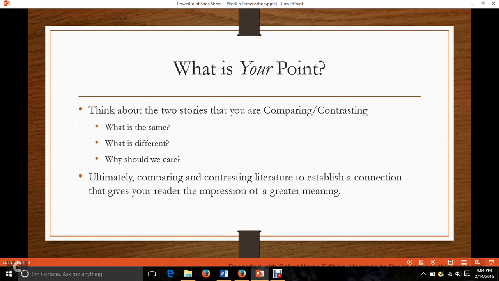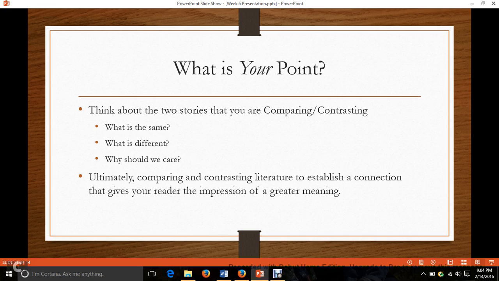So thinking about that, what is your point? We know the reason why we create compare and contrast papers. We know the ins and outs of what they look like. We know how to create a thesis statement for them. We know how to create an outline for them and how they're going to be structured. But what is your point?